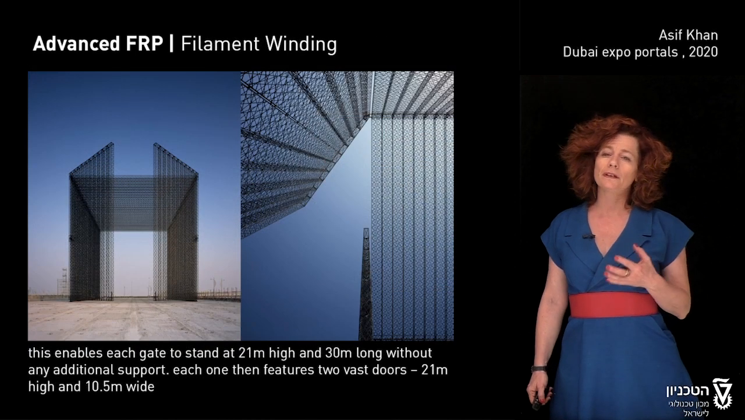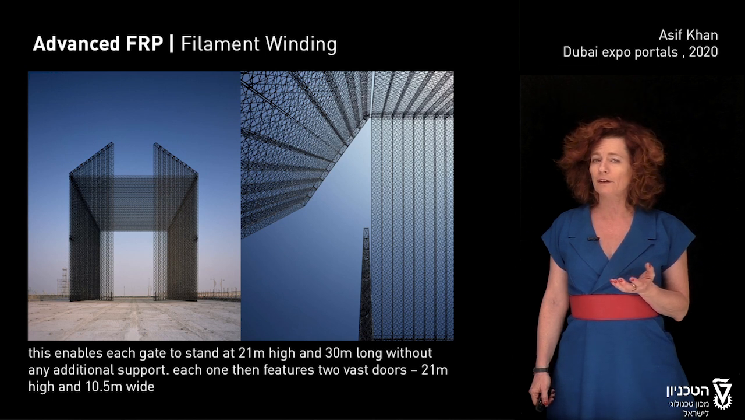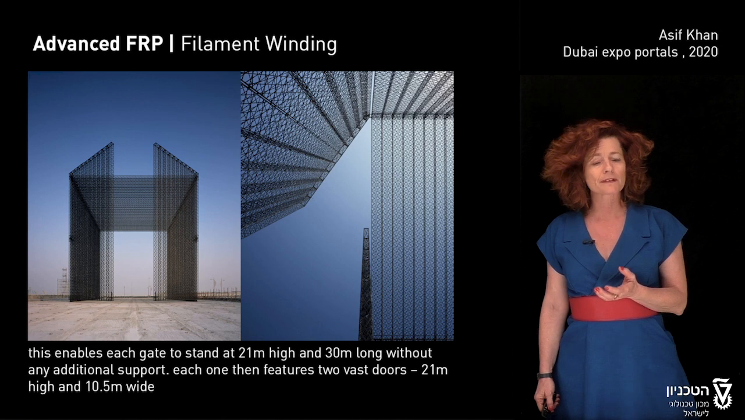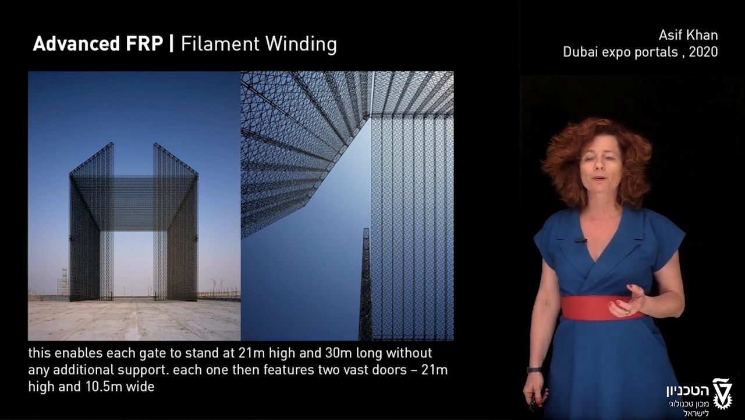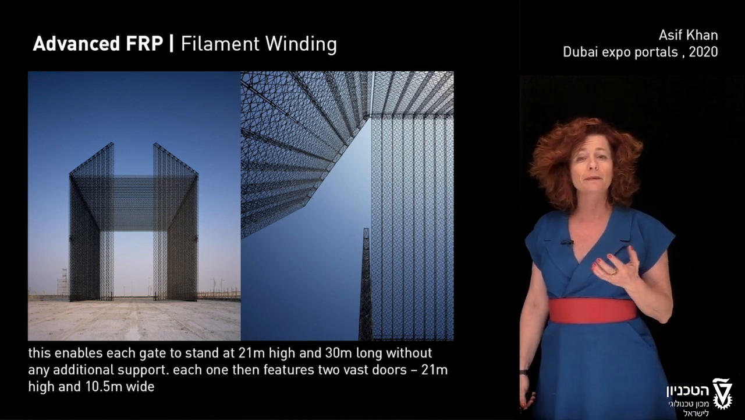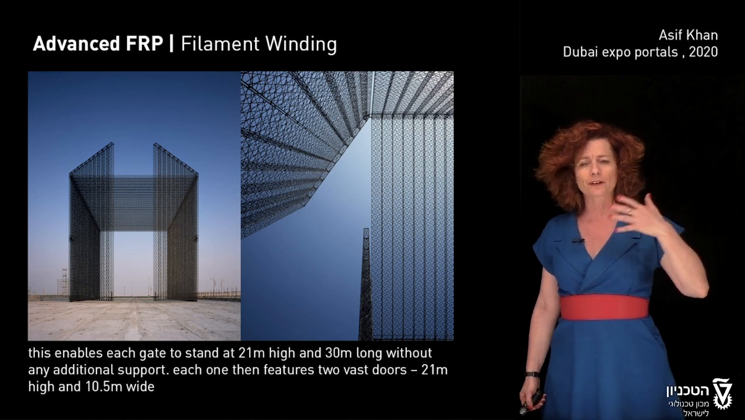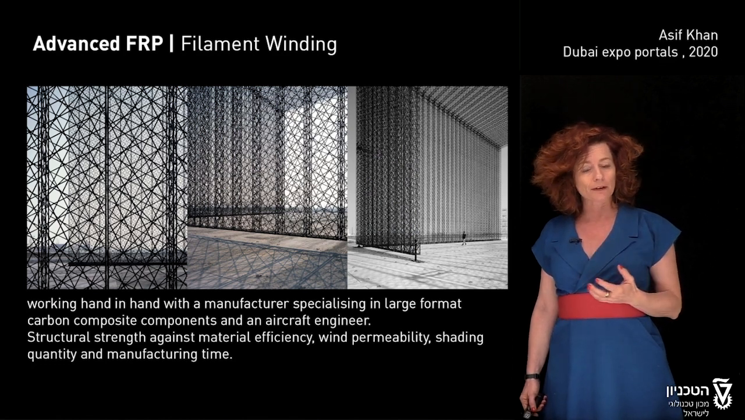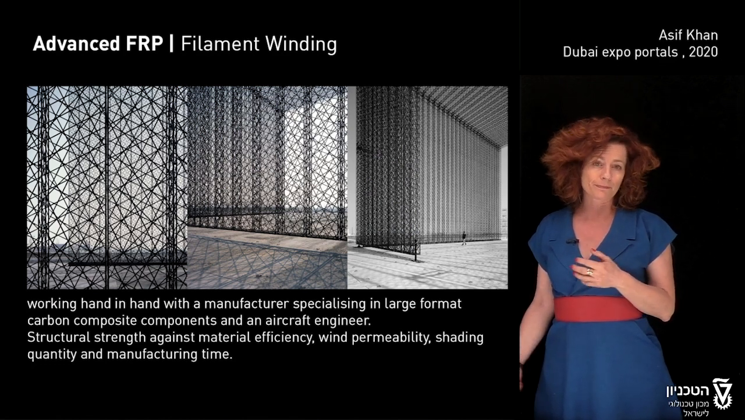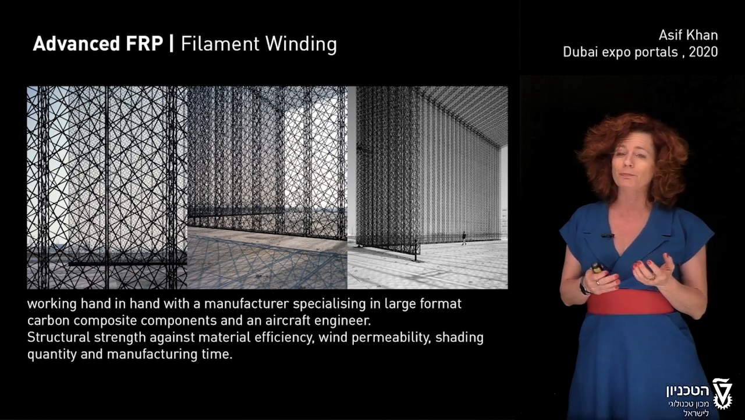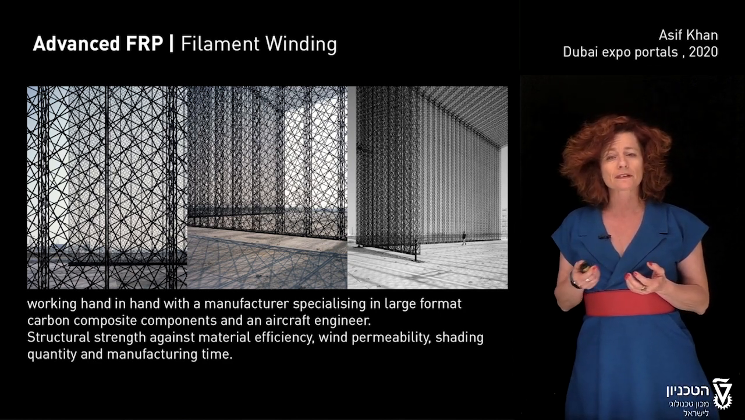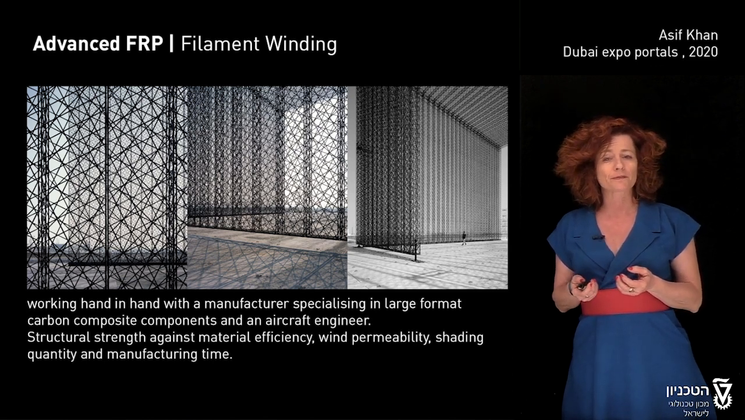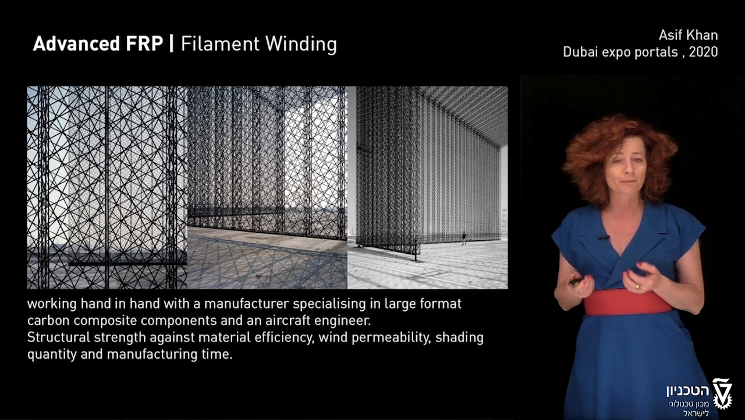Another example of a filament winding or direct fiber placing is the Dubai Expo portals. The gates of the whole expo were made of this carbon fiber lace, 21 meters high, 30 meters long, very present, and at the same time extremely airy and light. And thanks to the material properties and the manufacturing process, the result is a structure with high strength, very efficient in terms of material, wind permeable, and bringing shade.